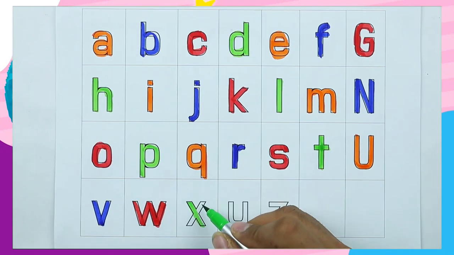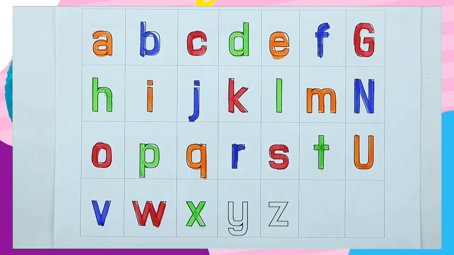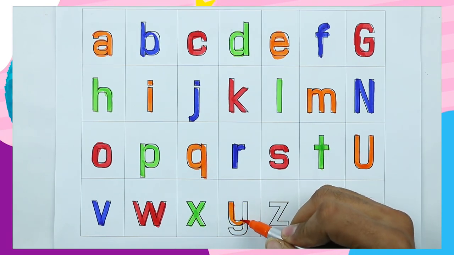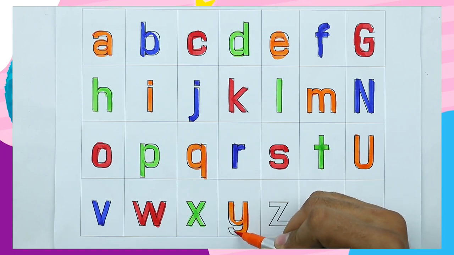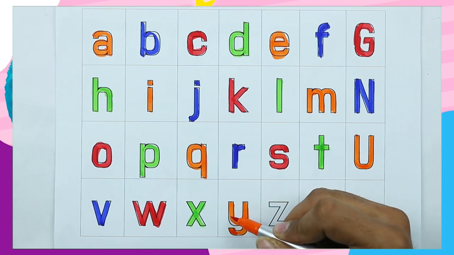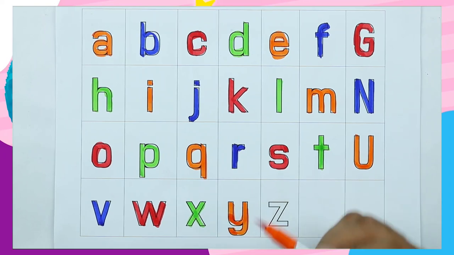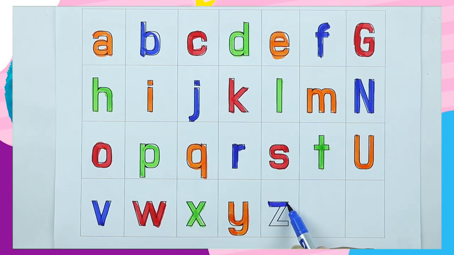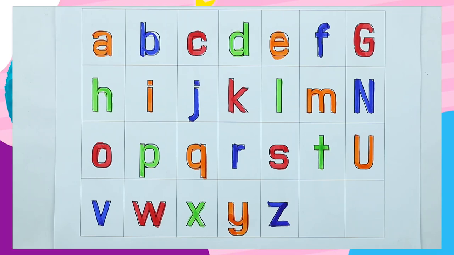X, small X with green color. X for xylophone. Y. Y for yak. Small Y with orange color. Z. Z for zebra. Small Z with blue color. Z for zebra.